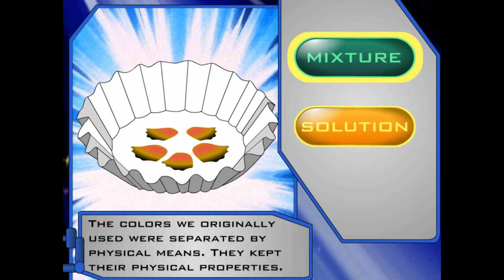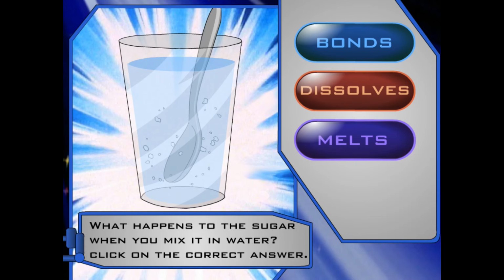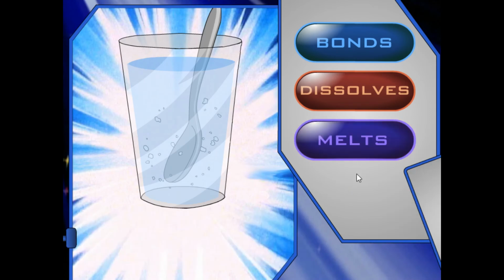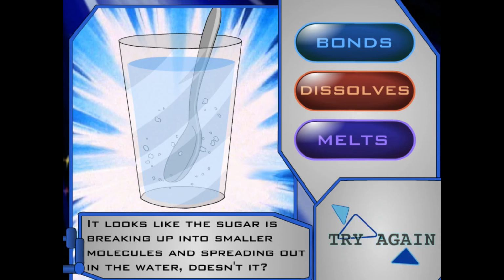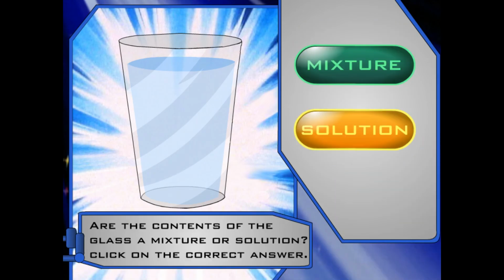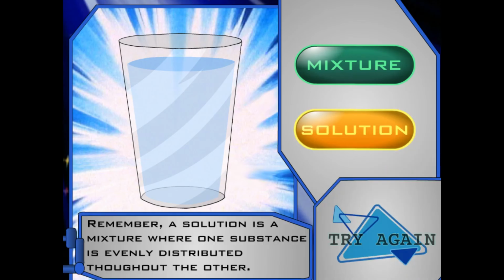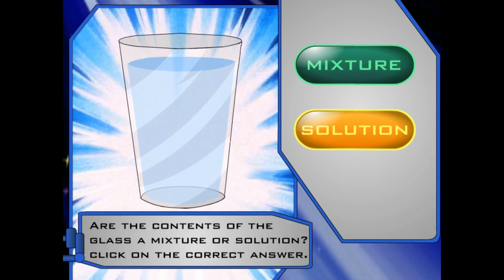The colors we originally used were easily separated with physical means. They kept all their original properties. It looks like the sugar is breaking up into smaller molecules and spreading out in the water, doesn't it? Try again. Remember, a solution is a mixture where one substance is evenly distributed throughout the other. Try again.